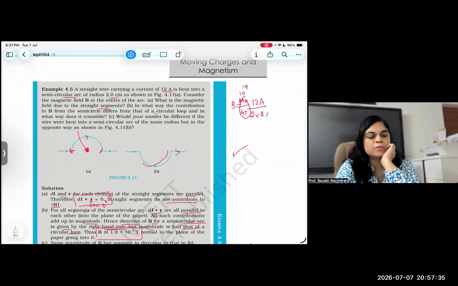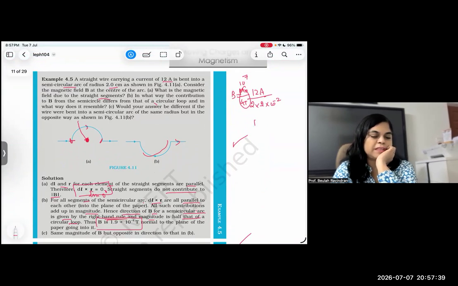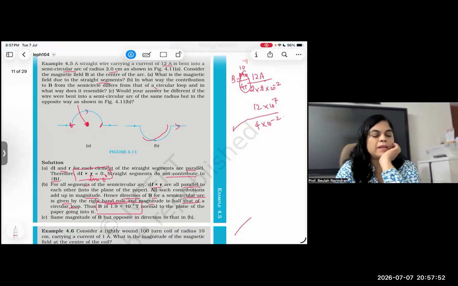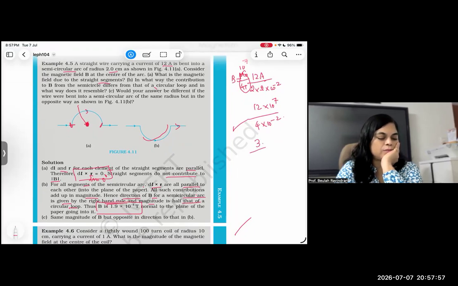By 2 into R, R is 2 centimeters. So 2 into 10 per minus 2 meter. Okay. Substitute everything. Then you'll be having 10 per 7. Here it will be 4 times 10 per minus 7 minus 2. Okay. So what is 12 by 4? It will be around 3, right? Then divided by 2 also. So 1.5 something it is coming.